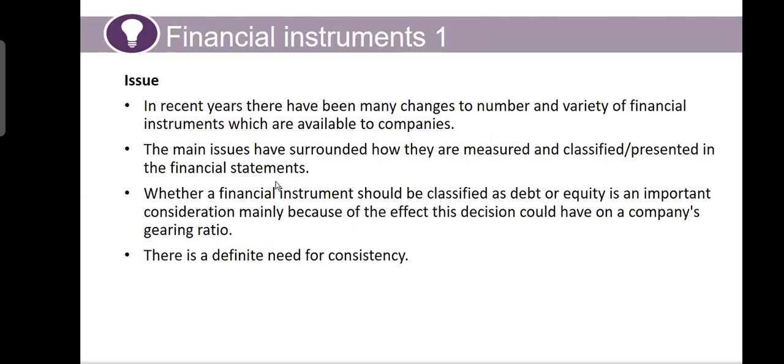Issue. In recent years, there have been many changes to the number and variety of financial instruments which are available to companies. So what is a financial instrument? We are going to discuss that. The main issues have surrounded how they are measured, classified, and presented in the financial statements. Whether a financial instrument should be classified as debt or equity is an important consideration, mainly because of the effect that this decision could have on a company's gearing ratio. Gearing ratio means the equity and debt, and there is a definite need for consistency.